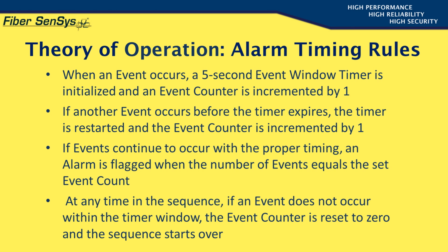This indicates that there is no sequence currently in progress. When an event occurs, a 5-second event window timer starts, and the event counter is incremented to 1. If another event occurs before the timer expires, the timer is restarted and the event counter is incremented to 2. If events continue to occur with the proper timing, an alarm is flagged when the number of events equals the set event count. At any time in the sequence, if an event does not occur within the timer window, the event counter is reset to 0 and the sequence starts over.